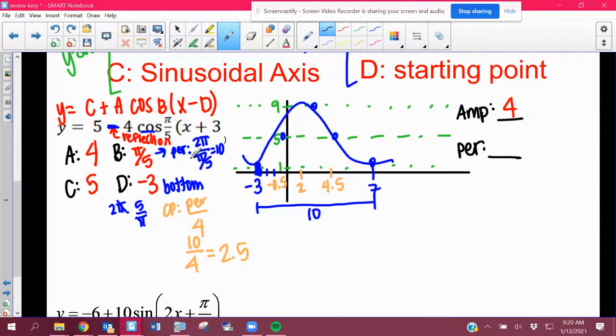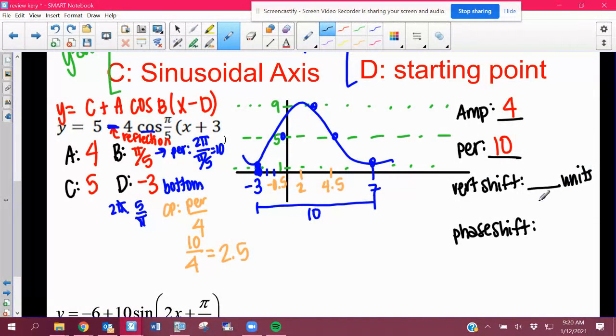You have to go in and take 2 pi divided by pi over 5. And so in this case, we got 10. Okay, now the other pieces they're going to ask for, just like they used to do in Algebra 2, they're going to ask you for the vertical shift. And they're also going to ask you probably for the phase shift or the horizontal shift. Now, when they ask you for those 2 things, they're usually going to say something units up or down. And then for phase shift, something units left or right.